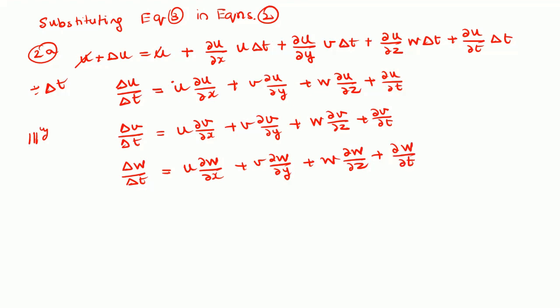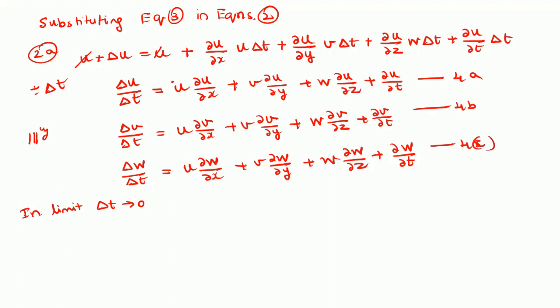Now, in the limit delta t tending to 0, let me say equation 3 is over. This is 4a, this is 4b and this is 4c.